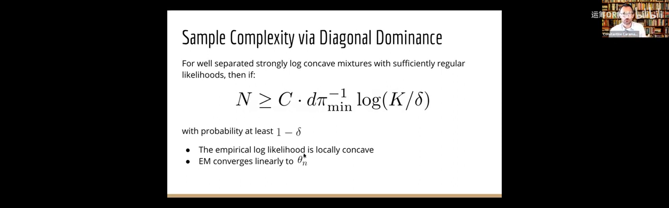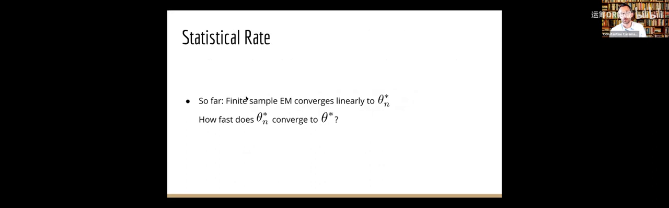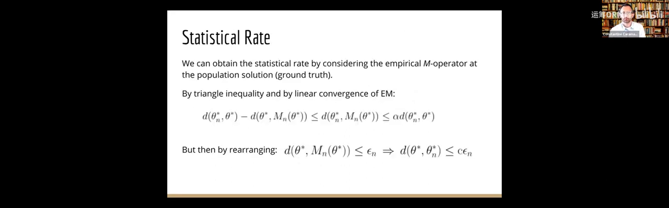So what's left? What's left is to understand how far is theta. So far we know that EM converges to theta n star, but how fast does theta n converge to theta star? And this is the question of statistical rate. I want to mention this because we get minimax rates, but there's one other interesting technical idea, I think, if I may say so, that I want to share before I quit.